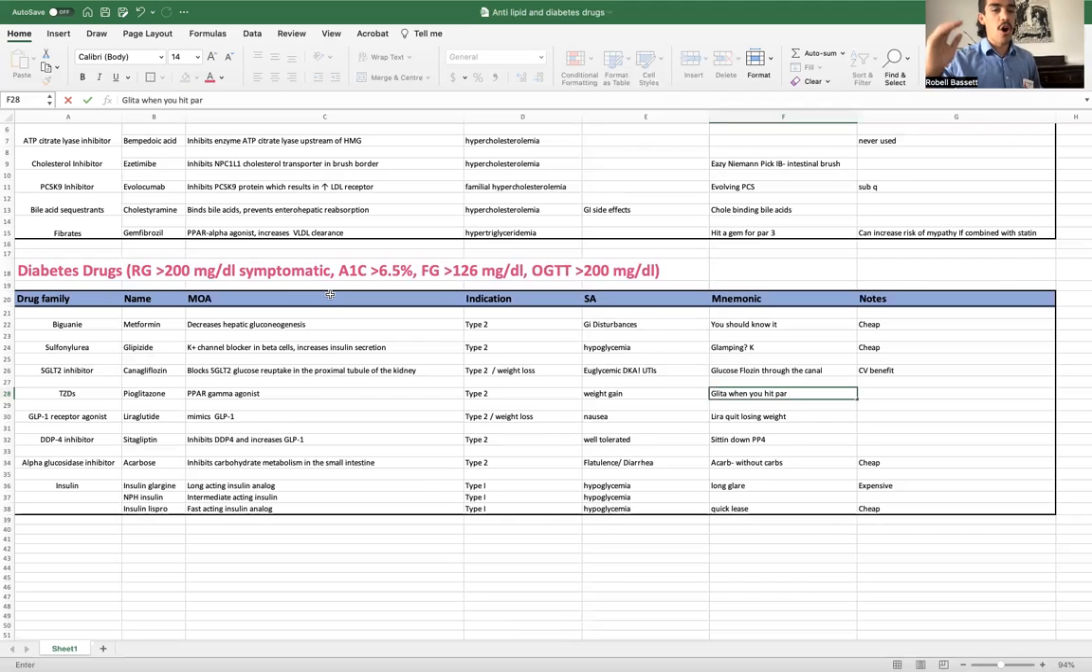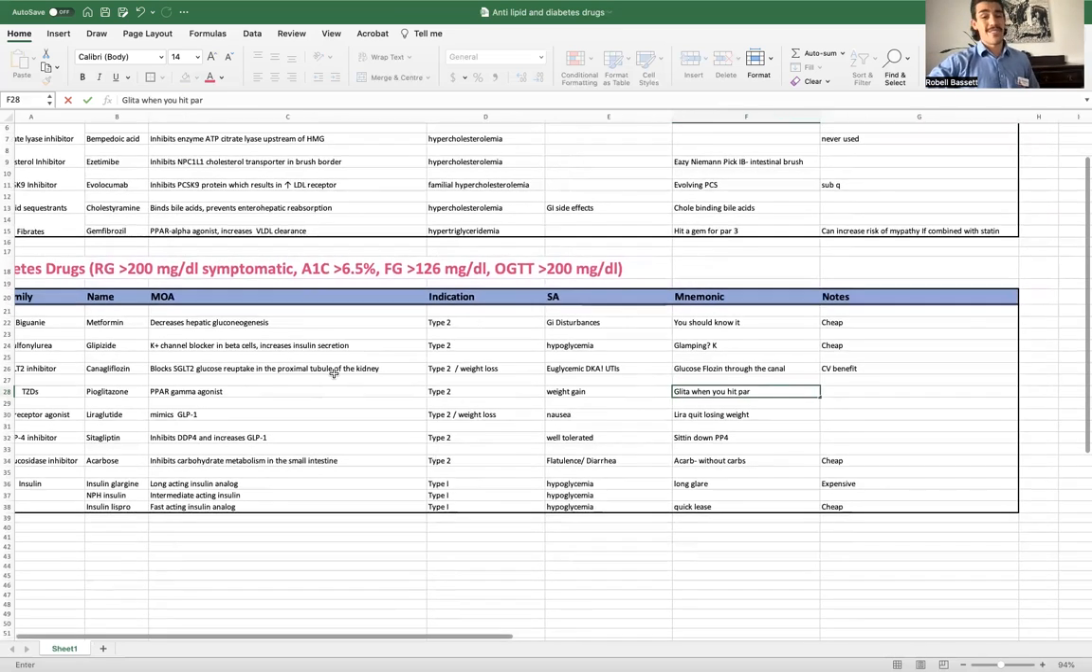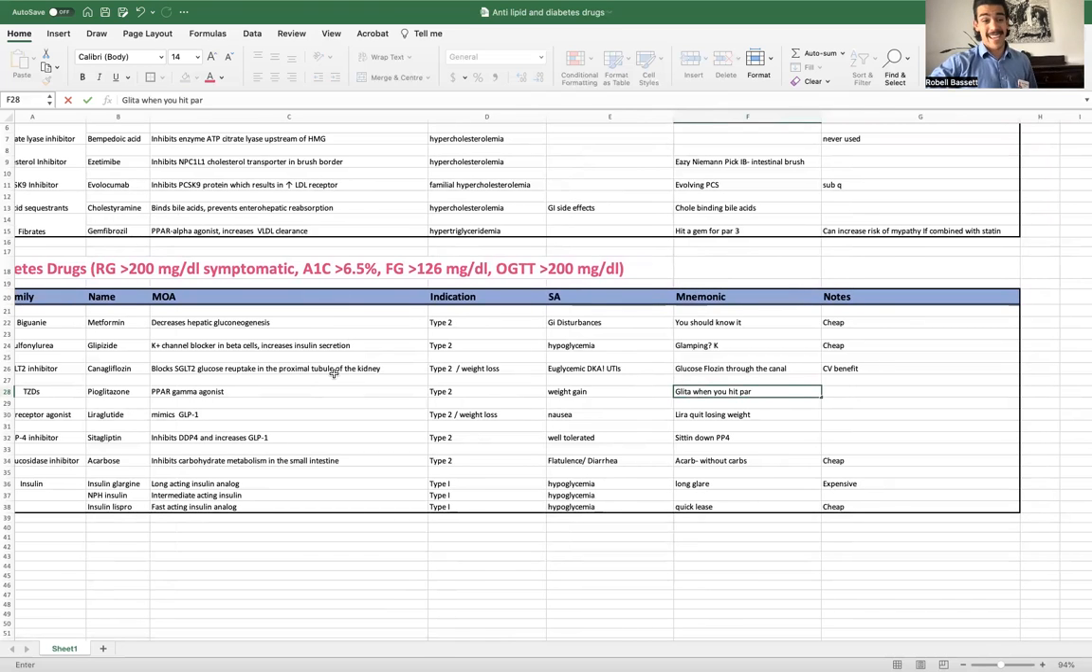First thing that you are always doing is lifestyle. Lifestyle, everybody. Exercise and diet, then metformin. Don't have a mnemonic. You should know metformin. Again, you might be using metformin. What does it do?